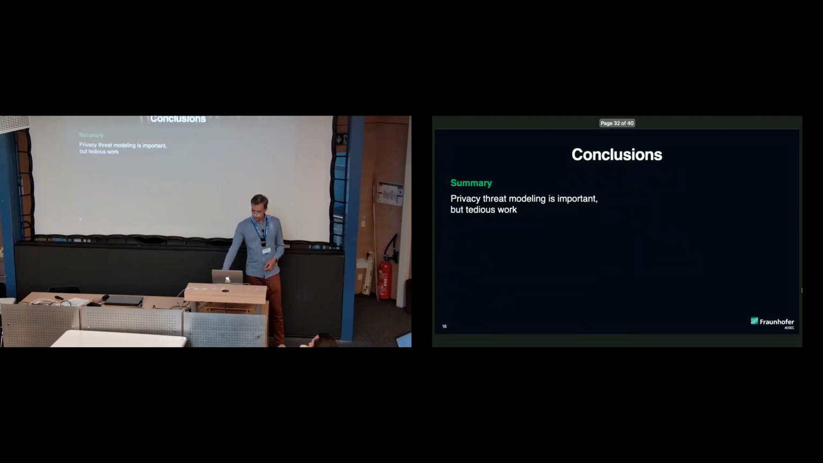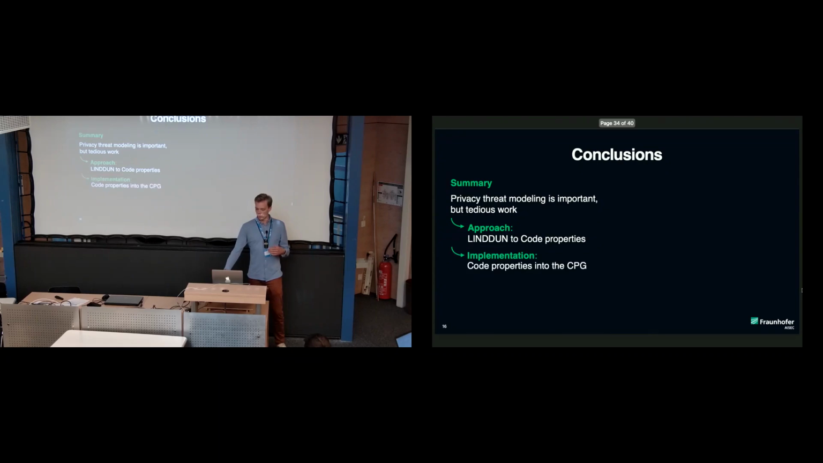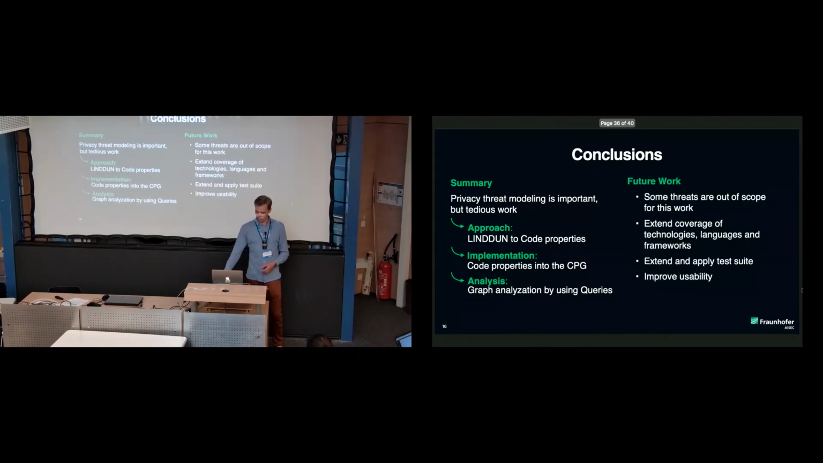So in conclusion, privacy threat modeling is important and is important to do frequently to catch threats early and prevent problems later on. But it's tedious work. And what we did was first use the LINDDUN privacy threat modeling framework to translate these into code properties, bring them into a code property graph, and write queries that allow you to automatically analyze this graph for potential threats.